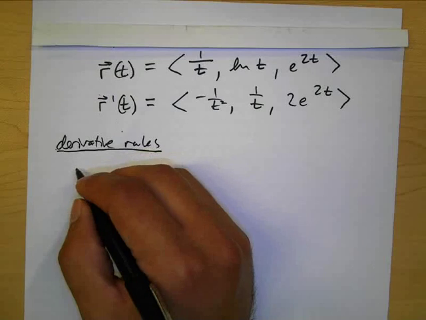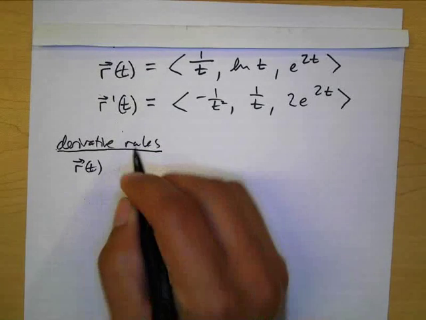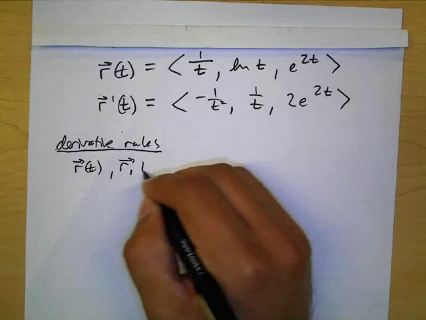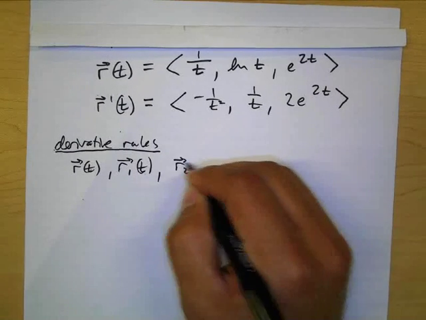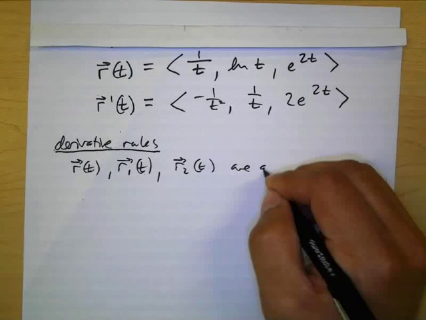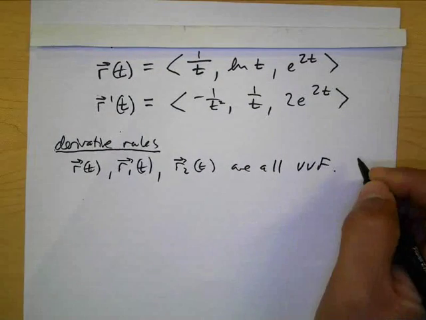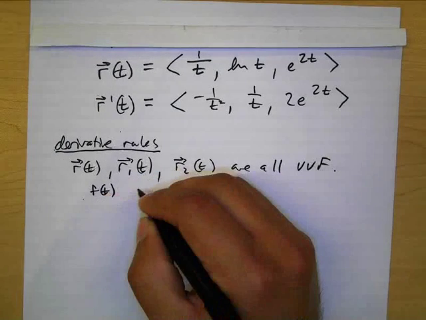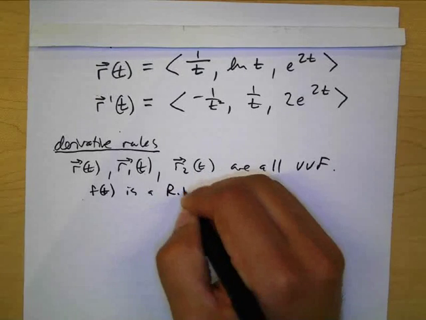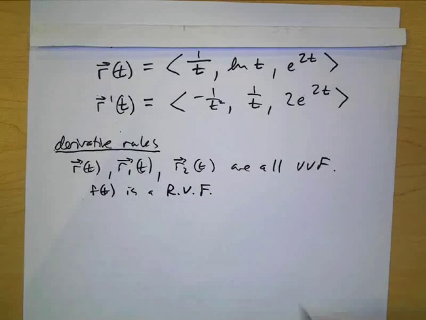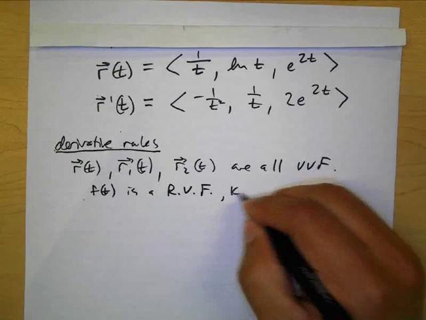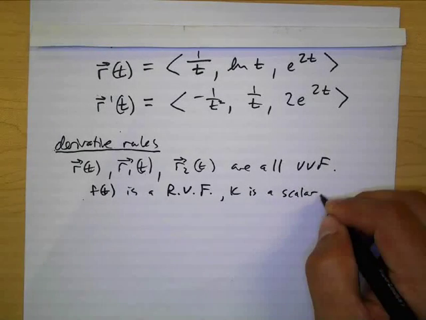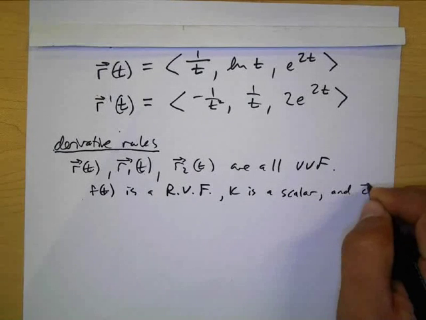r of t, r1 of t, and r2 of t are all vector valued functions. That's obviously what we're working with here. f of t is a real valued function, just a normal function. k is a scalar, so I'm just defining all the notation you're going to see. And c, with the little vector, is a constant vector.